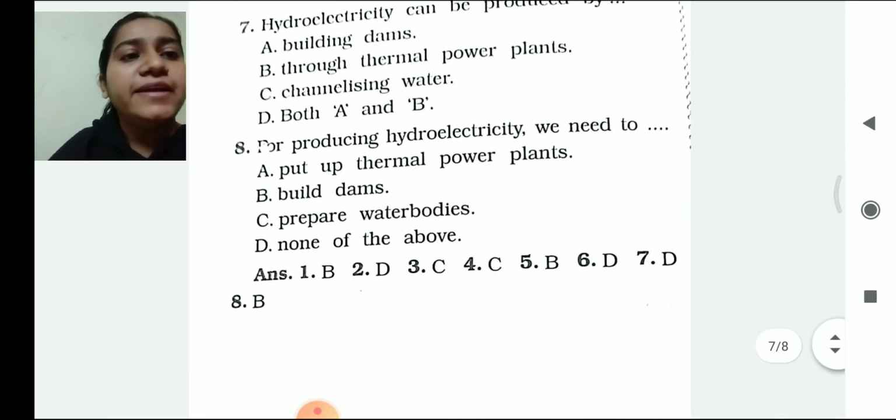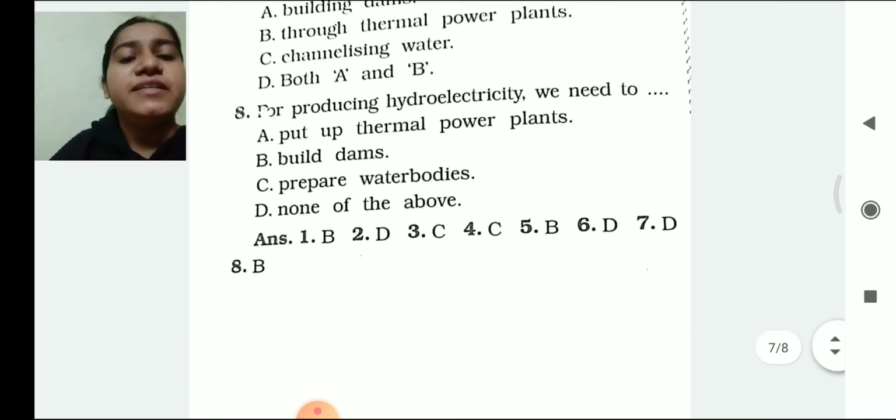For producing hydroelectricity, we need to put up a thermal power plant, build dams, prepare water bodies, and none of the above. So in order to produce hydroelectricity, we need to build dam.